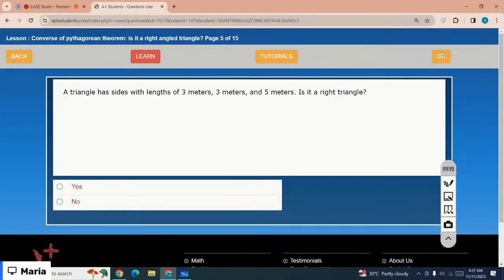Okay, the next one is a triangle has the side lengths with 3 meter, 3 meter, and 5 meter. Is it a right angle triangle? Which is the correct option? Yes or no? No, this is not a right angle triangle, right? You can check using the Pythagorean theorem. So the correct option is no, this is not a right angle triangle.